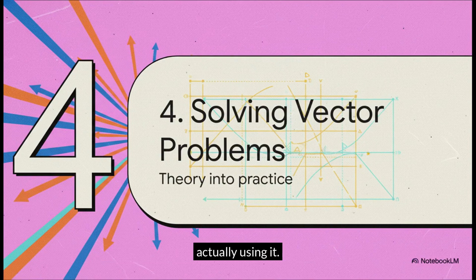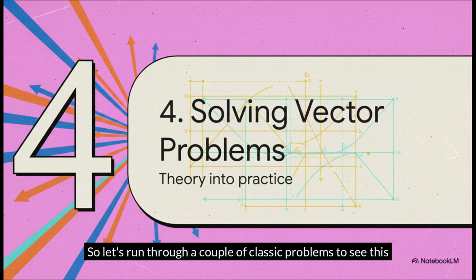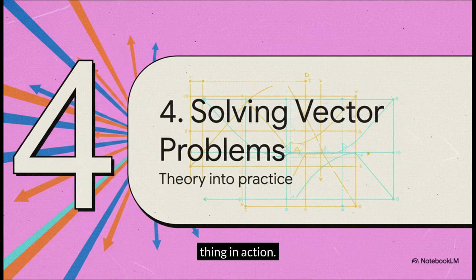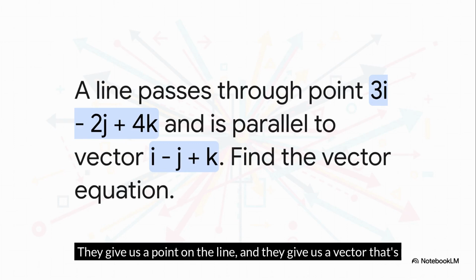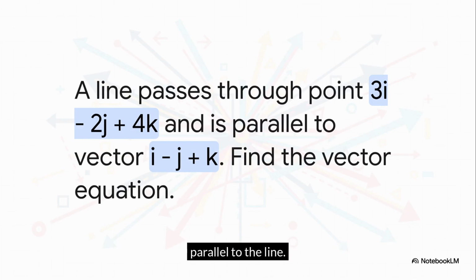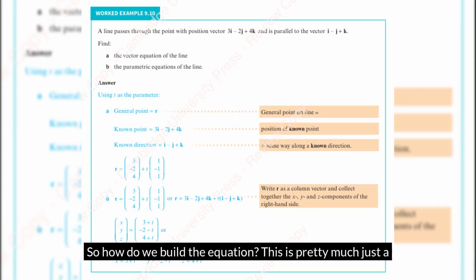The theory is pretty straightforward, right? But the real test is actually using it. So let's run through a couple of classic problems to see this thing in action. Okay, our first one is about as direct as it gets. They give us a point on the line, and they give us a vector that's parallel to the line. So how do we build the equation?